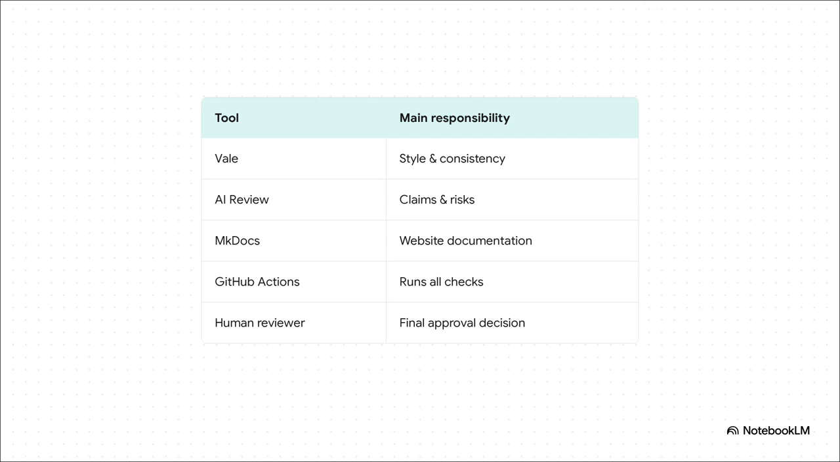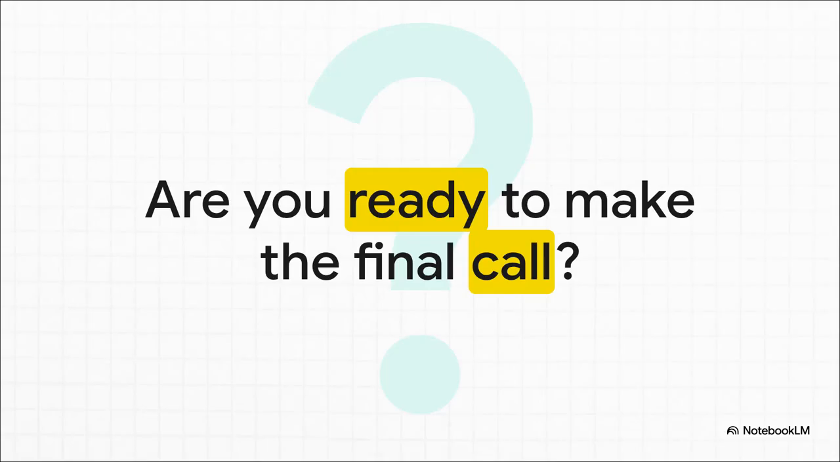So, let's zoom out and look at the whole shebang. This matrix perfectly summarizes a strong documentation governance model, showing how every single tool has a highly specialized job on the assembly line. GitHub Actions is the engine running the factory. Vale enforces the style standards. The AI review analyzes the deep meaning and risks. MkDocs validates that the website will actually build. And finally, sitting at the very end of this beautifully organized line is the human reviewer. Because at the end of the day, a human is always the final authority.